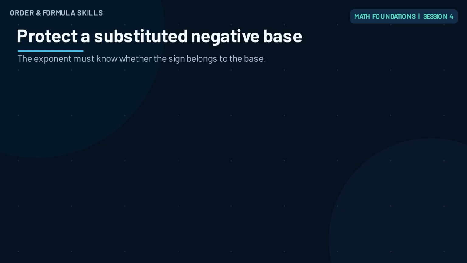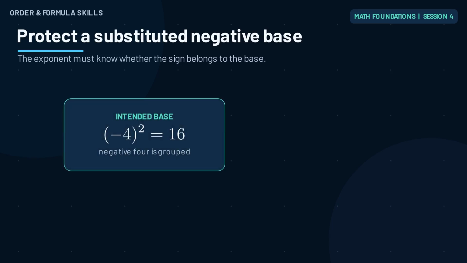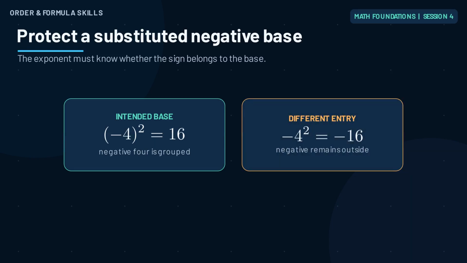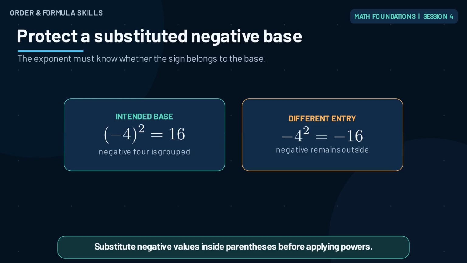Negative bases need careful keys. If x equals negative 4 and you need x squared, substitute the value inside parentheses. Enter open parenthesis, negative 4, close parenthesis, squared. The result is positive 16. If you enter negative 4 squared without grouping, many calculators interpret the exponent first and leave the negative sign outside, producing negative 16. These are different expressions. Parentheses tell the calculator that negative 4, not just 4, is the complete base.